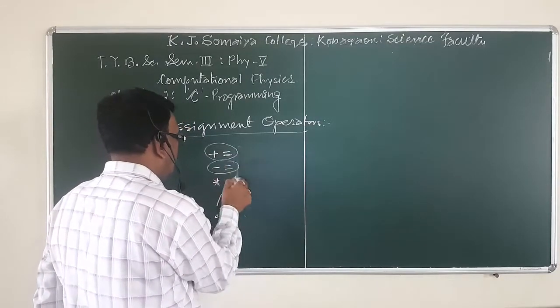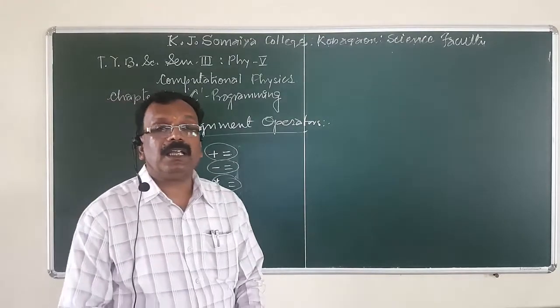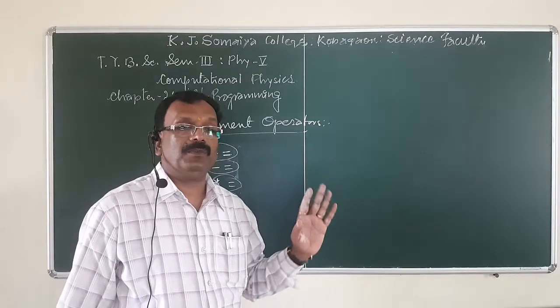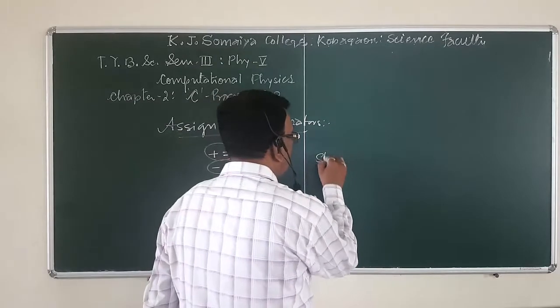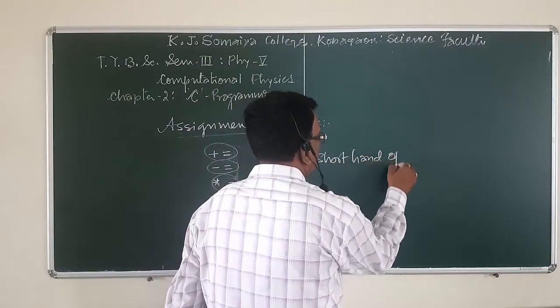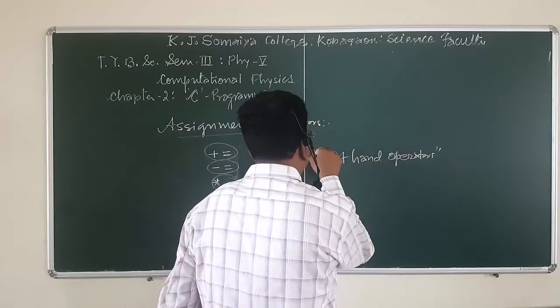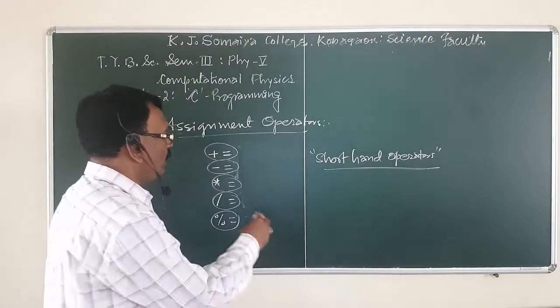One, two, three, four, five. These are five additional assignment operators in C programming. These operators are called shorthand operators. Consider the first operator.